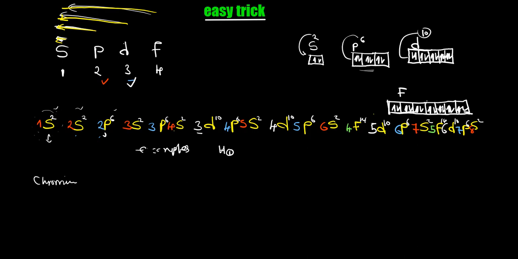Chromium has a proton number of what? 24. All right. So since it is 24, what we are going to do is, we'll say the first one is 1s. All right. The second one was 2s. The third one is 2p. All right. The fourth one is 3s. All right. Then 3p. All right. Then 3d. I'm sure these are enough.